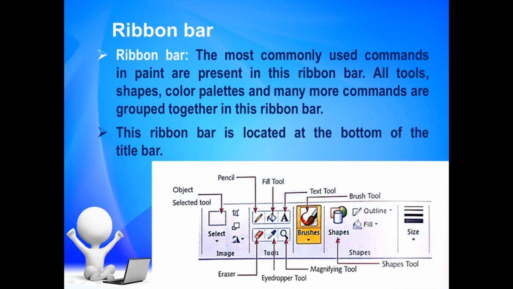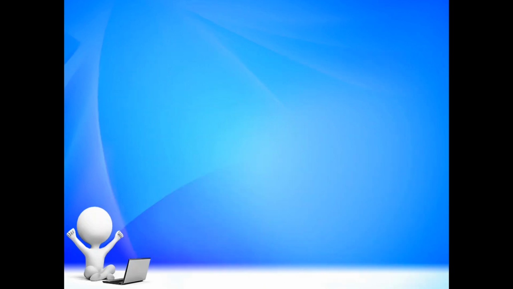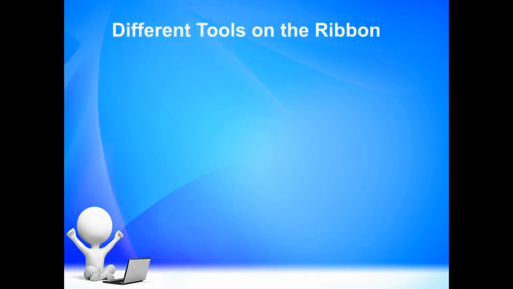Here you can see the picture of the ribbon bar and its different parts are labeled here. You can see from these pictures lots of tools are there. Let's see the different tools on the ribbon bar.